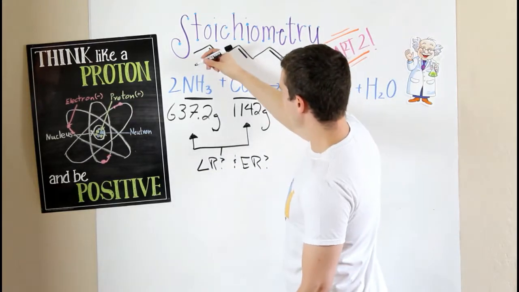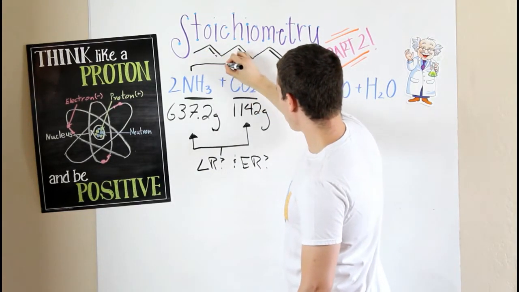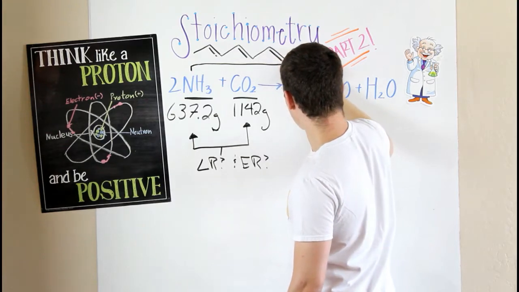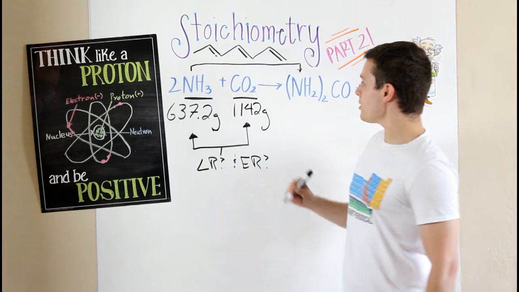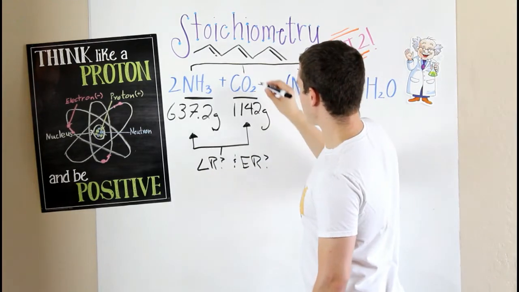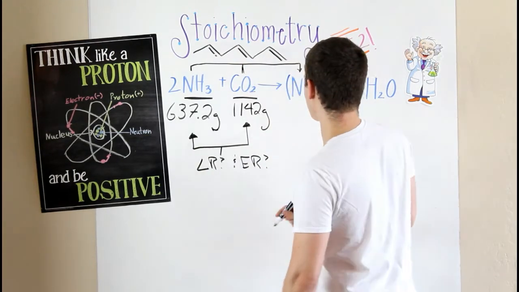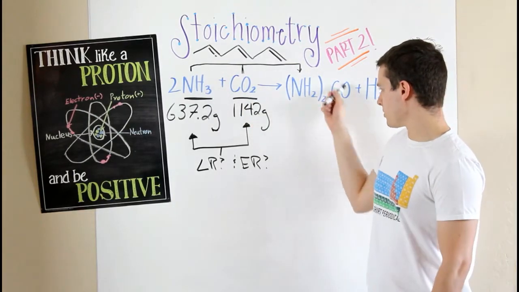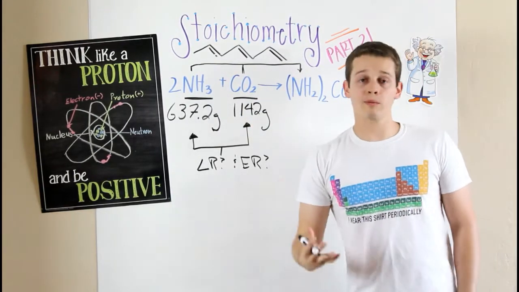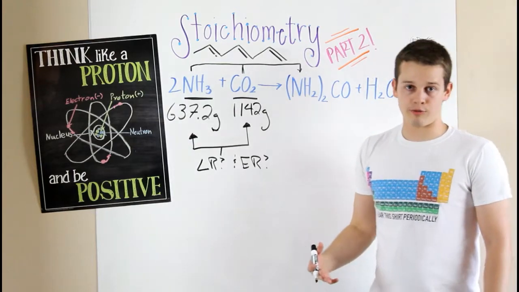So I'm actually going to convert my grams of ammonia to moles of urea. And I'm going to do the exact same thing with carbon dioxide in just a few here too. I'm going to convert grams of CO2 to moles of urea. And we're going to compare our answers and then go from there.